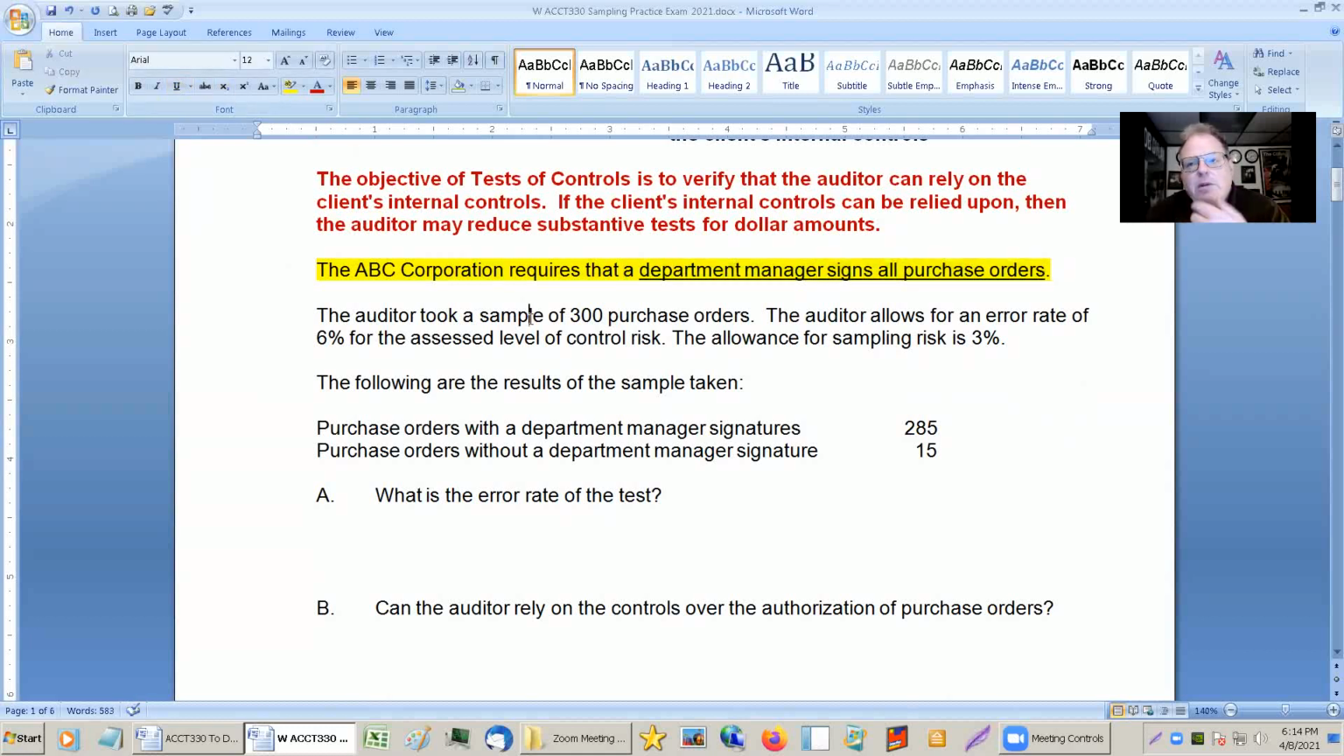So all purchase orders, whatever the department is, marketing, manufacturing, shipping, whatever it is, have to have a department manager sign off on them. I guess the idea is that you have someone in management responsible for any purchase order that is made. Okay.